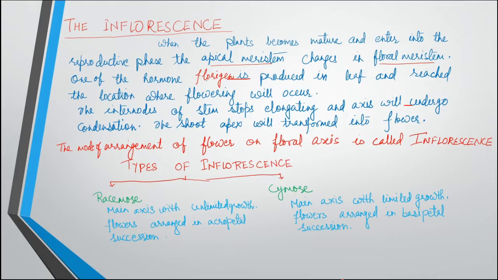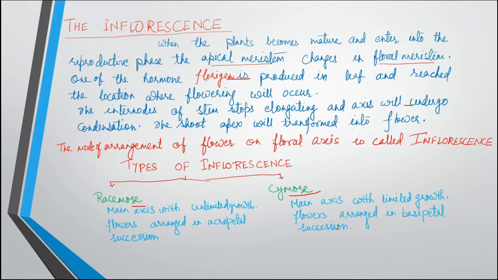Depending upon how they appear, there are two types of inflorescence, racemose and cymose. In racemose, the main axis has unlimited growth, that means it will grow further, and flowers are arranged in acropetal succession, which we will see through the diagram. Then in cymose, the main axis will terminate into a flower, that means limited growth is there. Further it will not grow in size, and other flowers are arranged in basipetal succession, that means other flowers will appear toward the basal part.